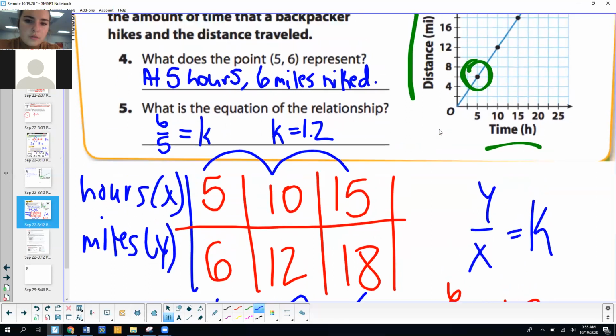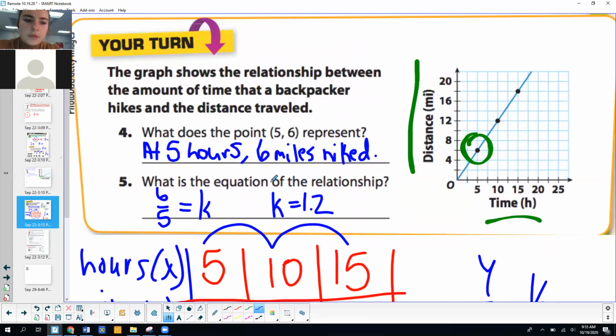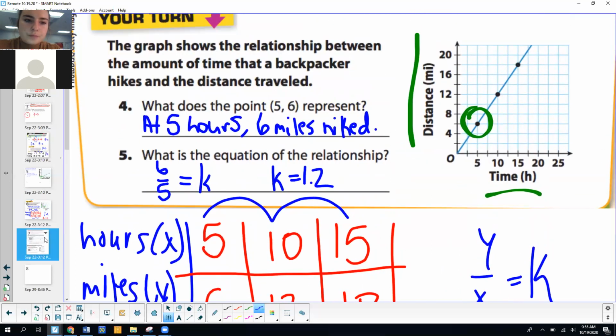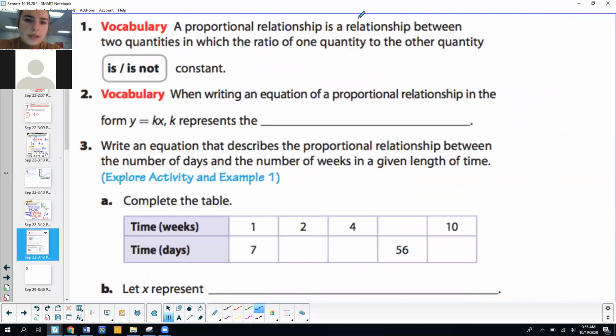So that's what it would be like to solve a problem like that. And again, stop me if you have any questions at any time. I don't want you guys to feel like just because you're at home, you can't ask questions. So if you don't feel comfortable unmuting yourself, you can always leave them in the chat.